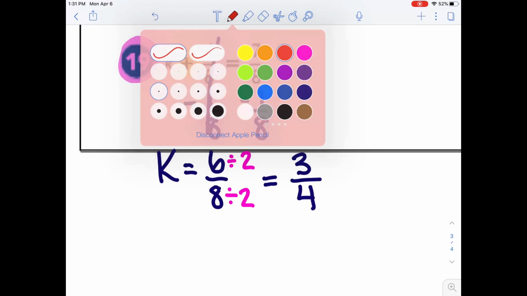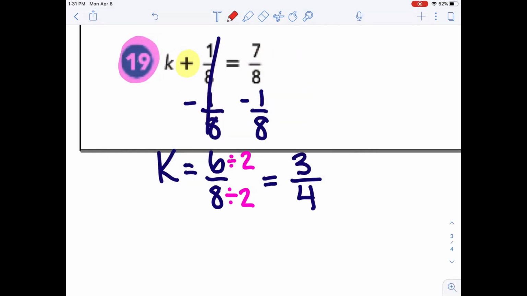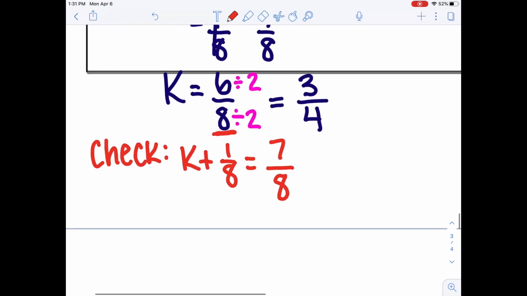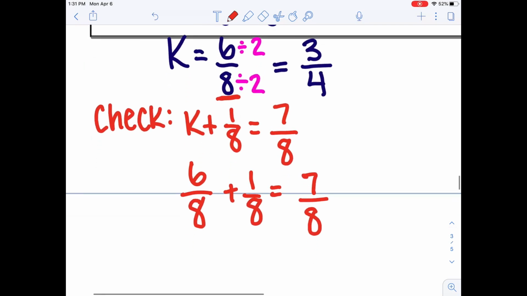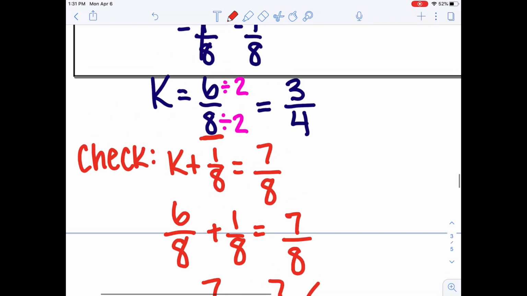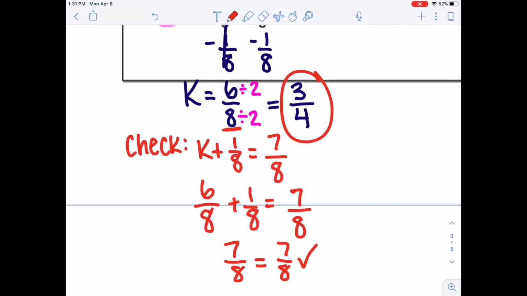But to check to see if we actually have the answer, let's go back through and we're going to substitute in our original answer of 6/8 into our equation. Okay, so if I have 6/8 plus 1/8 to get 7/8, I check 6/8 plus 1/8 equals 7/8 equals 7/8. There we go. So 3/4, our simplified answer, is correct. And I'll zoom out.